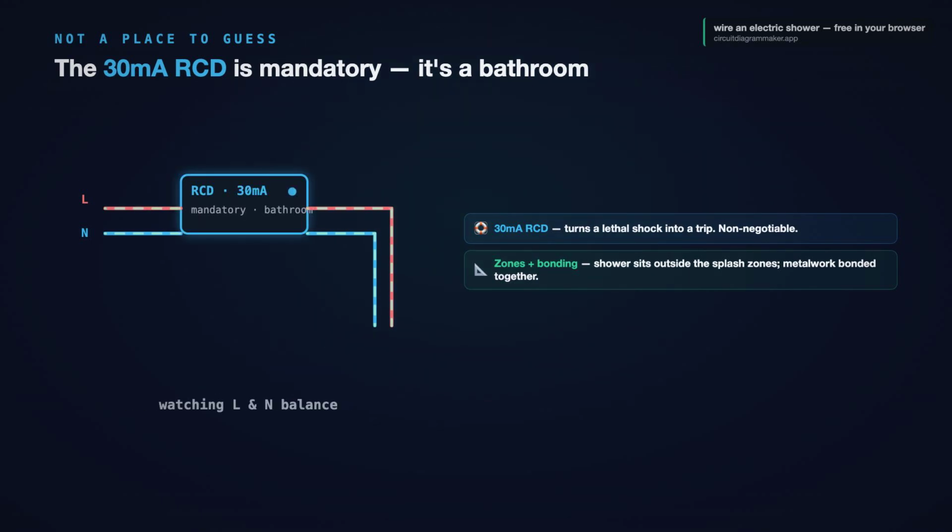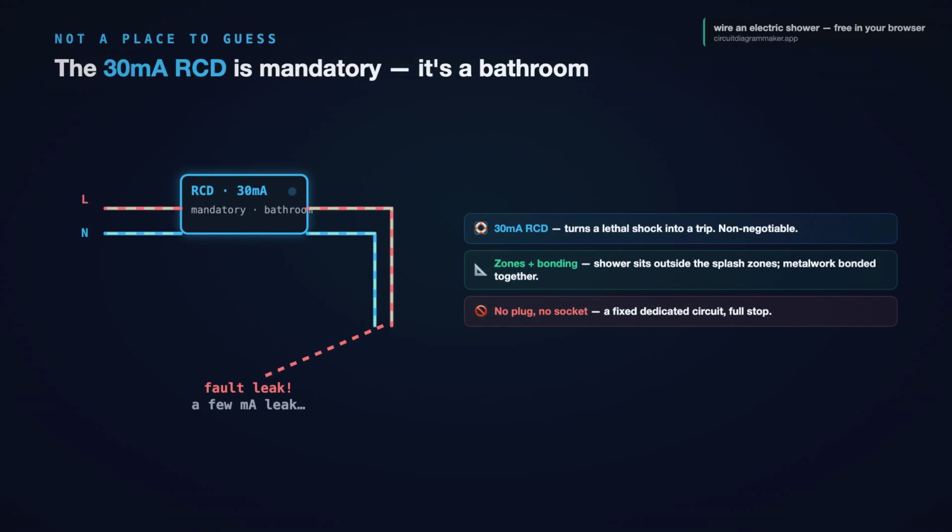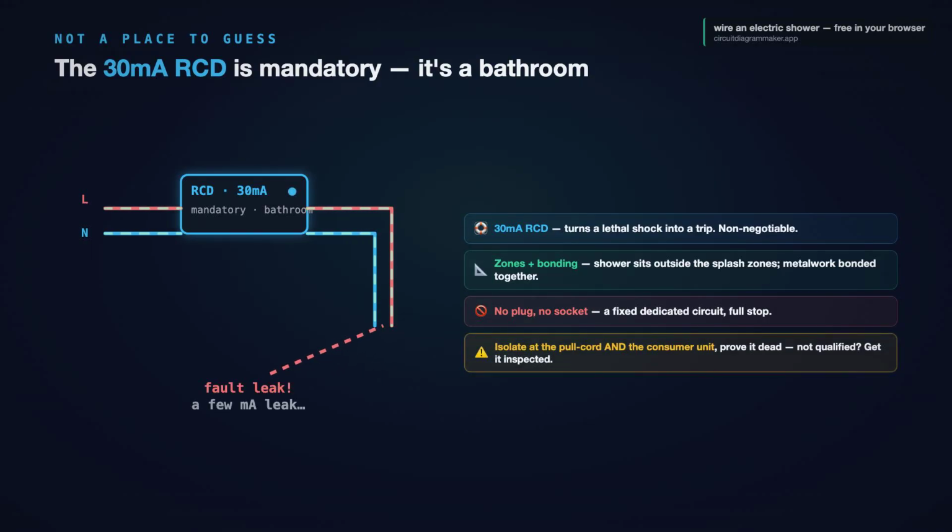That is the device that turns a lethal shock into a trip. Second, bathroom zones and supplementary bonding. The room is divided into zones by how close you are to the water, and the metalwork gets bonded together so nothing can sit at a different voltage. Your shower sits outside the splash zones for a reason. And say it with me: no plug, no socket. It is a fixed, dedicated circuit.